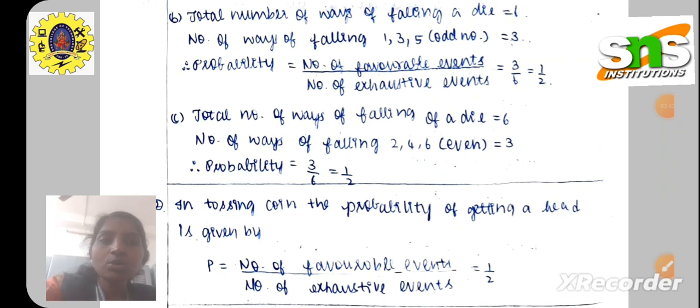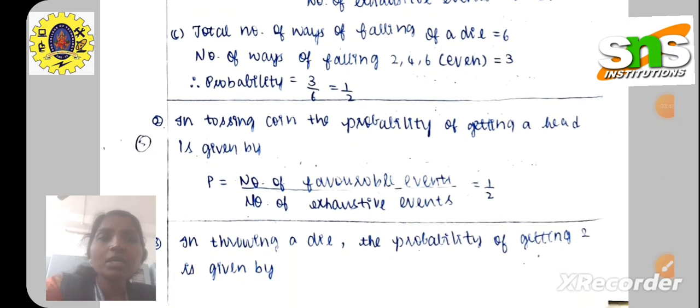So moving on to the second question, we'll have another different example here. In tossing a coin, the probability of getting a head is given by dash, which means you are going to find the probability of getting a head while tossing a coin a single time. So what will be the favorable events? Head and tail. In head and tail, we are going to have only head as the result. So the number of times it can occur is 1. And the exhaustive events is only 2, because head and tail are the only 2 possible outcomes in tossing a coin. Therefore, the answer is 1 by 2.